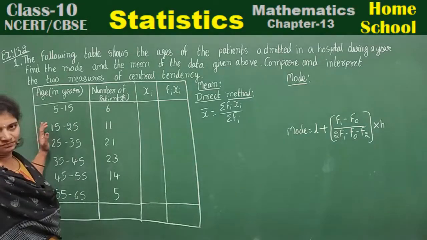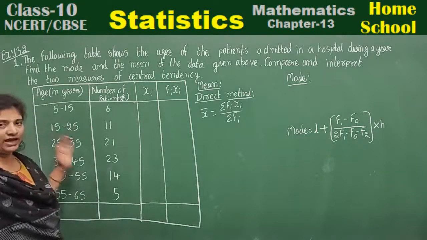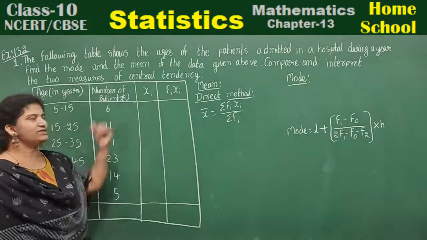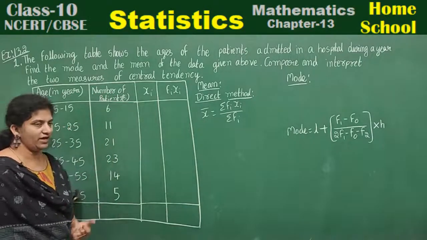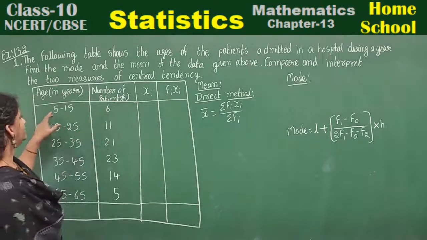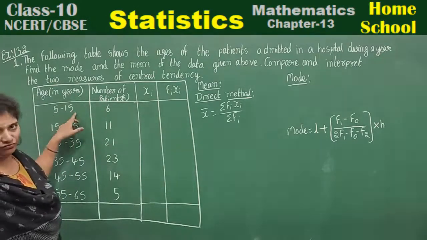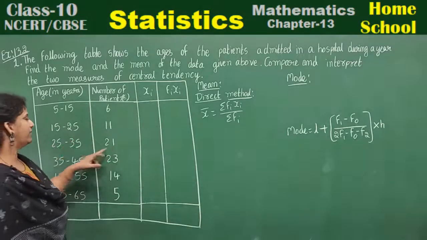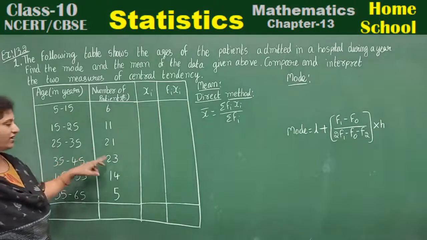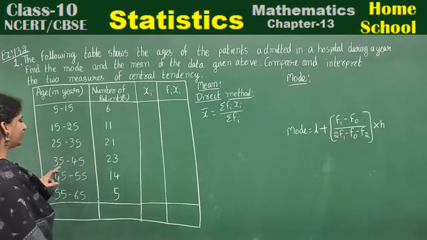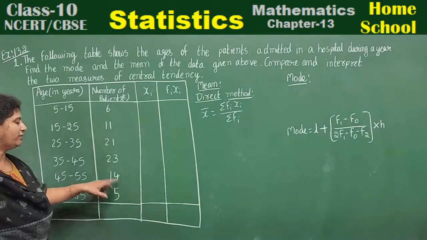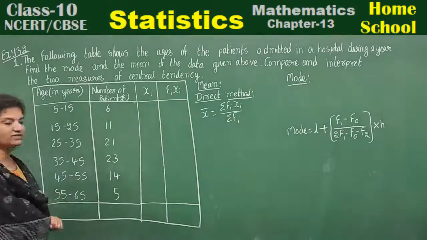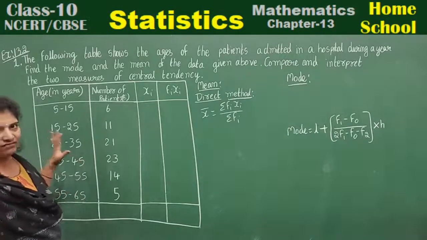See the table, the data they have given. Age in years, number of patients. Patients are always frequency, consider it as fi. 6 patients are in the age of 5 to 15 years, 11 patients 15 to 25 years, 21 patients 25 to 35 years, 23 patients 35 to 45 years, 14 patients 45 to 55 years, 5 patients 55 to 65 years. They have given this data.